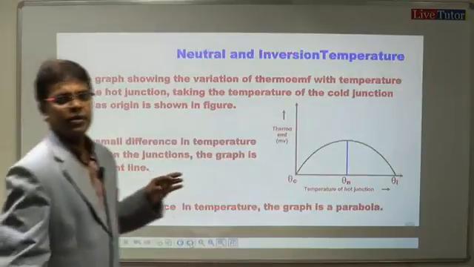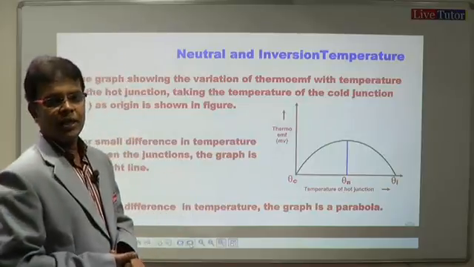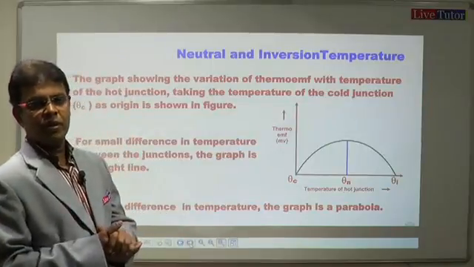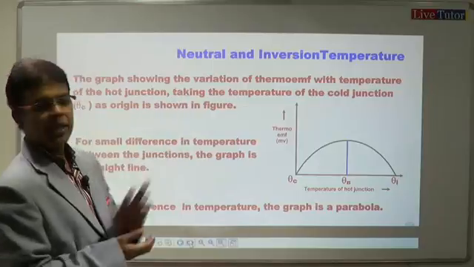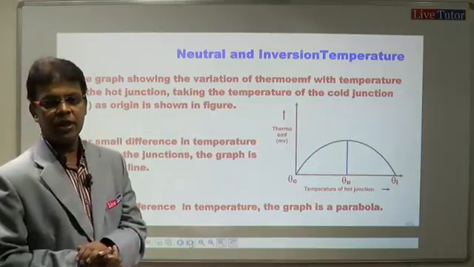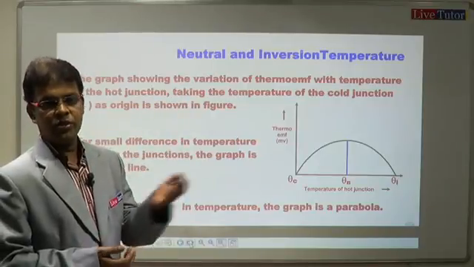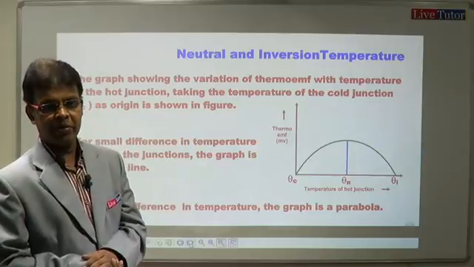Now here we are going to relate this neutral and inversion temperature. There are 2 important concepts here. This is also forming a 3 mark question. They will ask what is neutral temperature or what is inversion temperature.